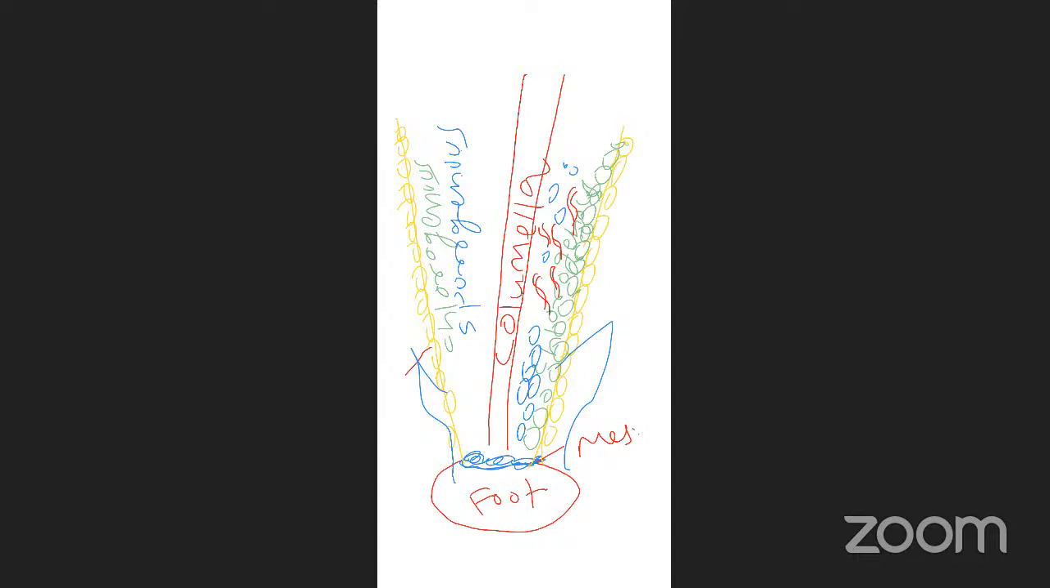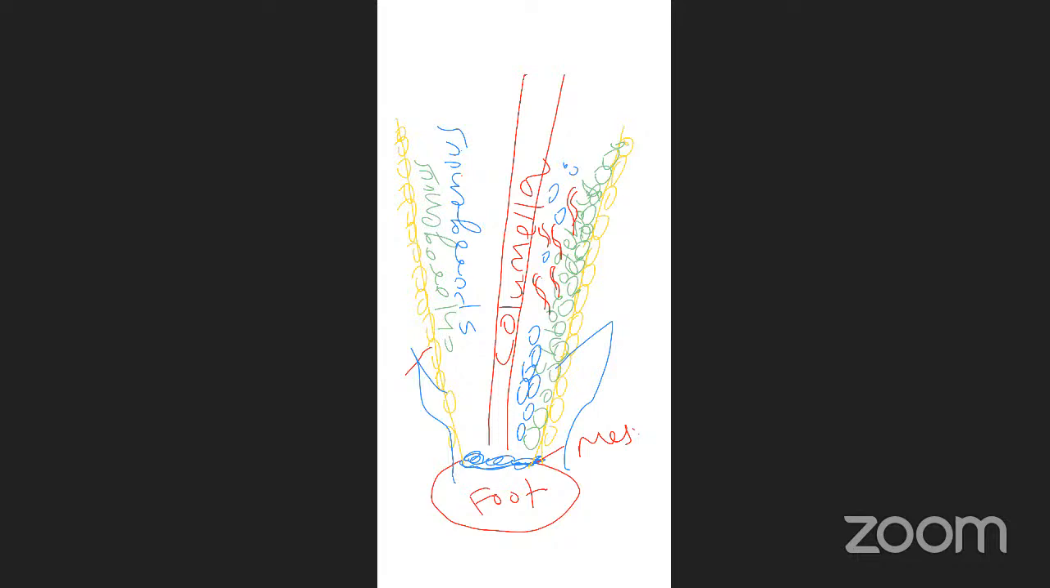Next, sporogenous tissue. It is not there in Riccia; actually, sporogenous tissue is present in the capsule. In Marchantia, sporogenous tissue is present in the center, and in Anthoceros it is present on either side of the columella. That is not an important one, but okay.